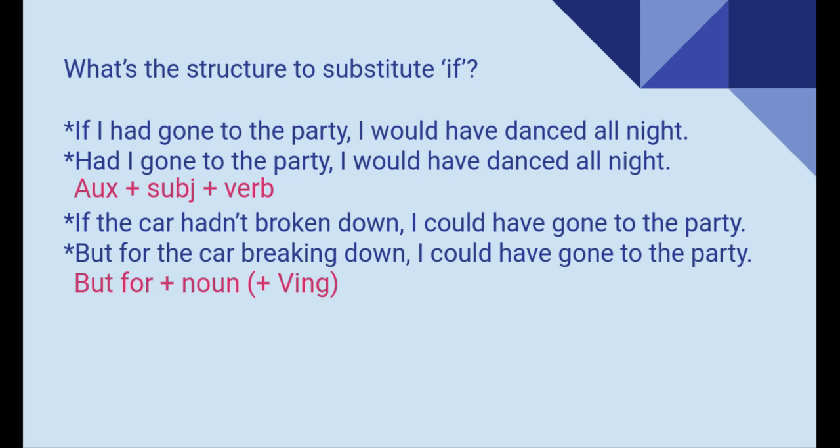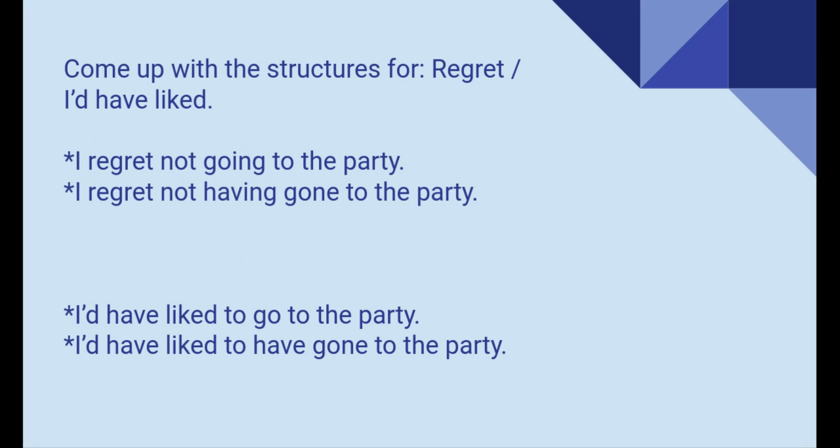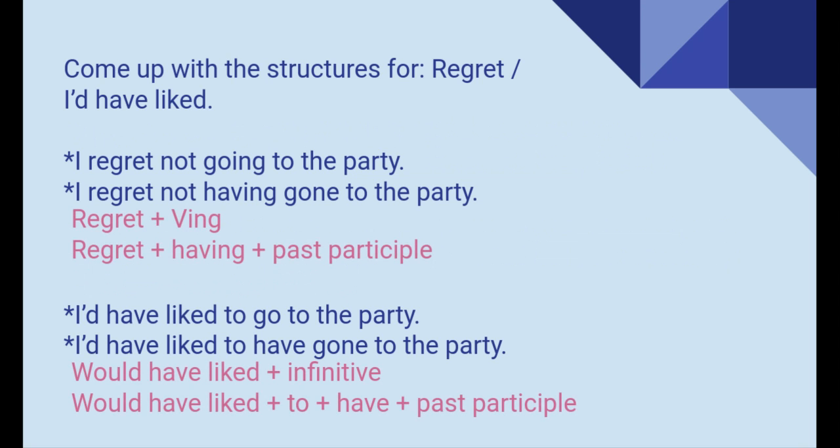Great, let's continue. Now, I want you to come up with the structures for regret and would have liked. Pause the video, please. Okay, so here I have two options, but they have the same meaning. We can say regret plus a gerund, verb with ing, or regret plus having plus past participle. Another option is to use would have liked plus infinitive or would have liked plus to plus have plus past participle. Notice here that the infinitive has the to.